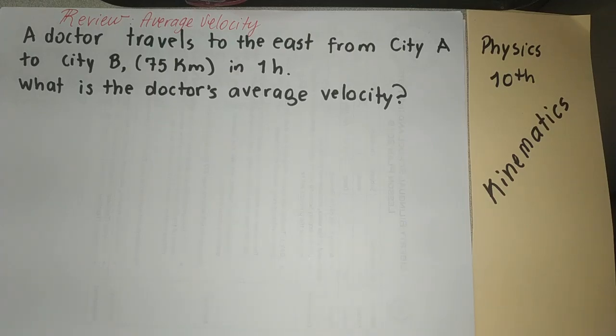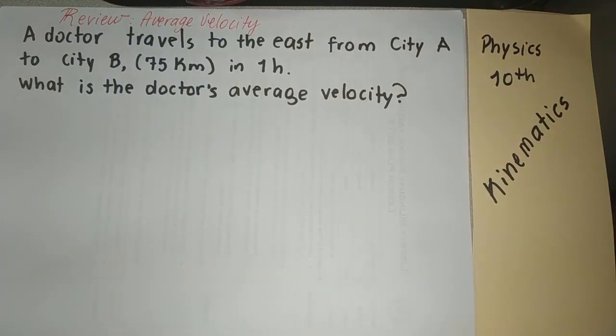Now to start we're going to do a review about average velocity. That was the first word problem that we did in physics. Now this is the second one, as a warm-up activity. It says a doctor travels to the east from city A to city B, 75 kilometers in 1 hour. What is the doctor's average velocity?